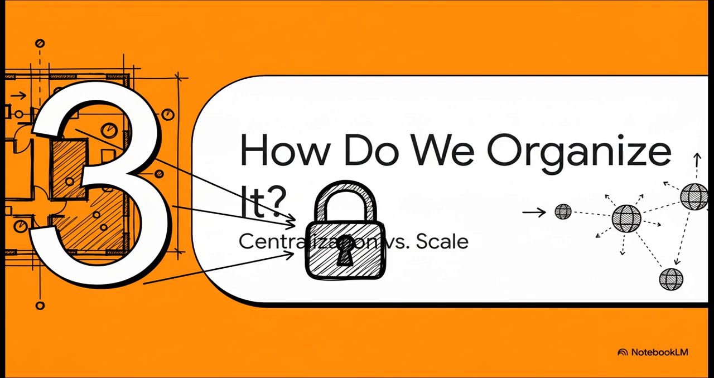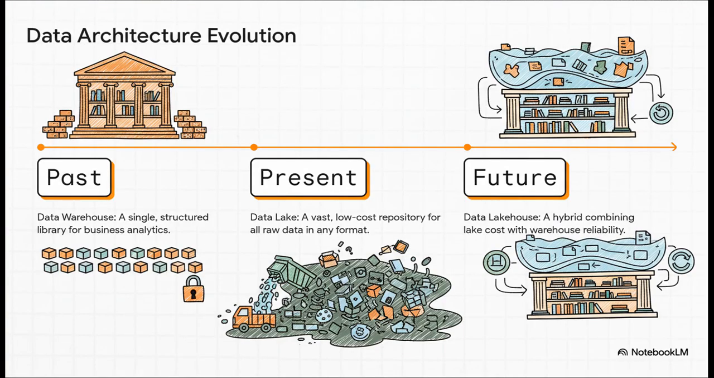So we've talked about being perfect, and we've talked about being fast. For our final question, we need to zoom all the way out and look at the blueprint for the entire system. How do we organize all this data? This is the big architectural trade-off between having one central point of control and having a decentralized system that can scale. The way we build these systems has been on a really fascinating journey.